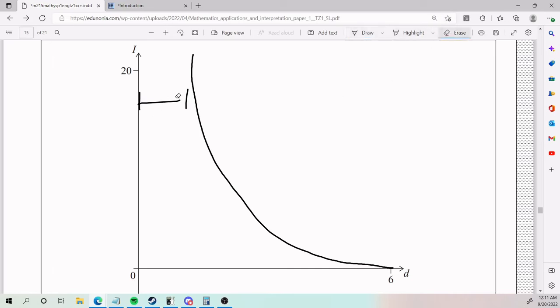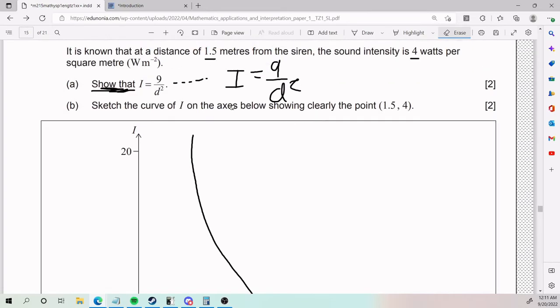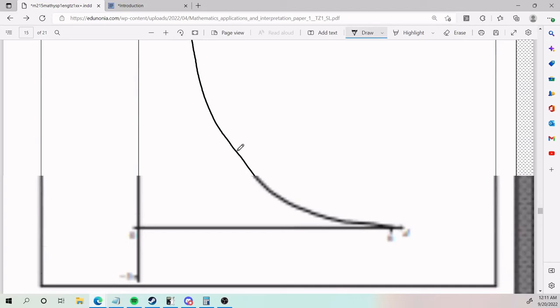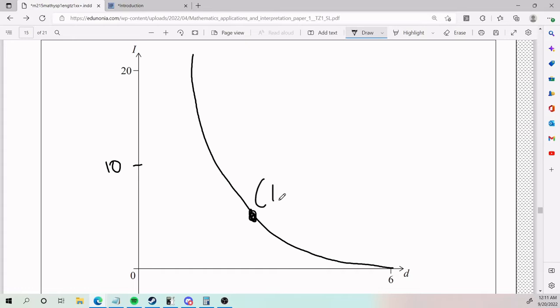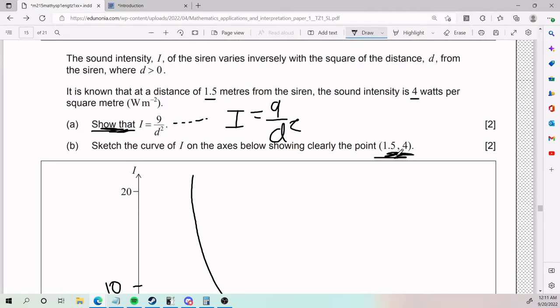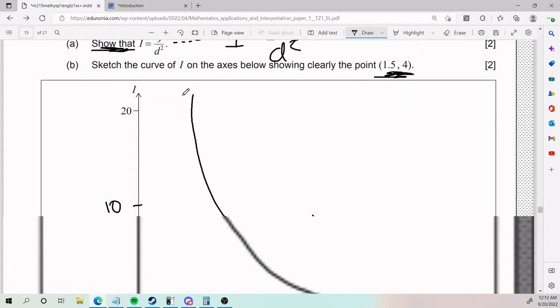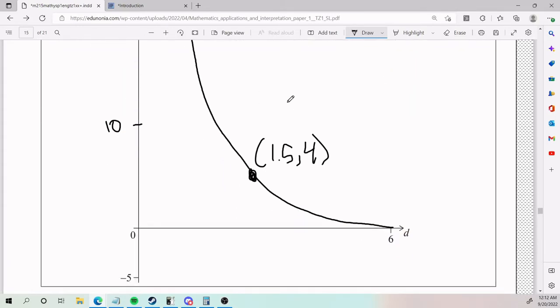Am I done yet? No. I still need to show the point 1.5, 4. This one you can eyeball a little bit. Of course, make sure that it makes sense. If this is around 10, then 4 would be around here. So you get the two points by labeling the point, and by making the graph make sense. One of the biggest ways you can do that is making sure that you never touch 6.